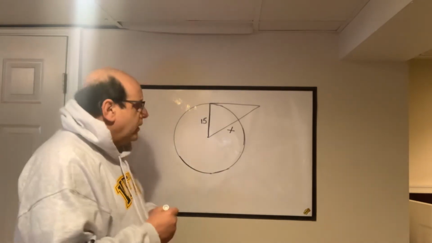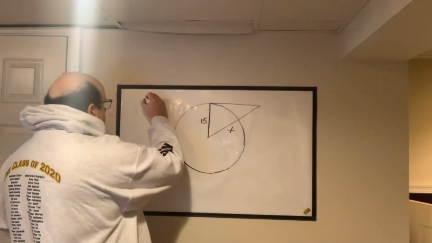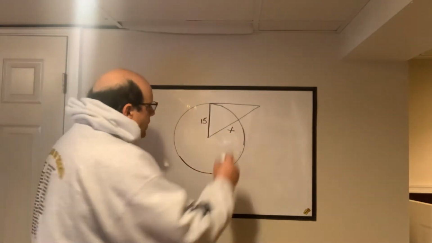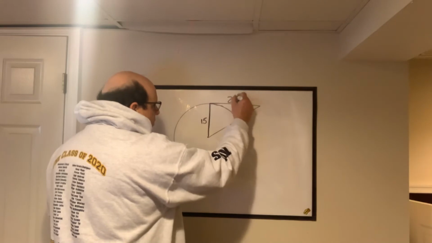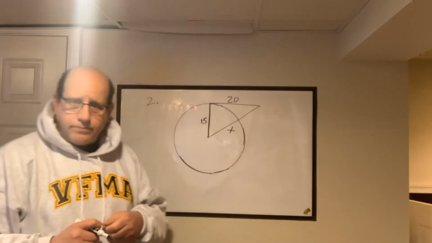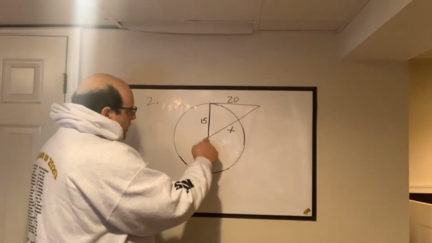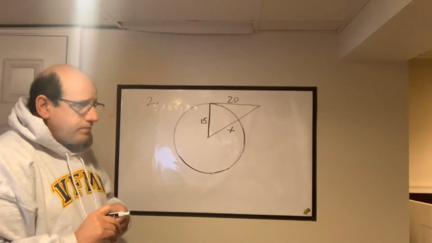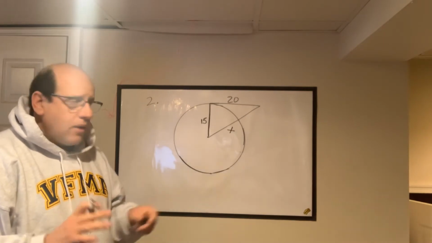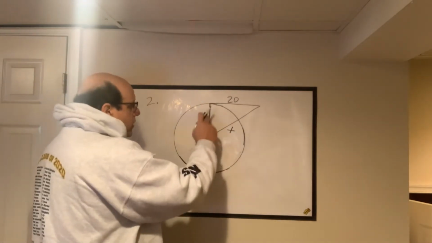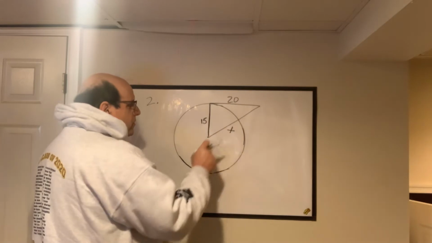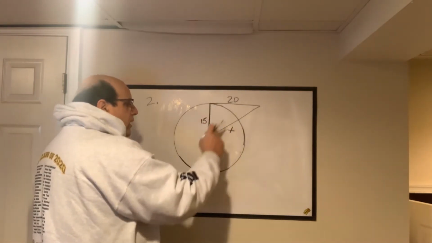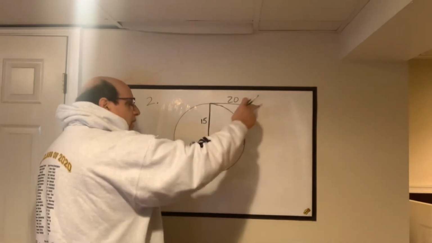this is number 2 on the page. And it has a tangent that has a length of 20. And the radius is 15. For now, we're just going to talk about this radius being 15. We're not going to talk about this also being 15. That comes in later. So we have 15 and 20, and we want to know what that total length is.